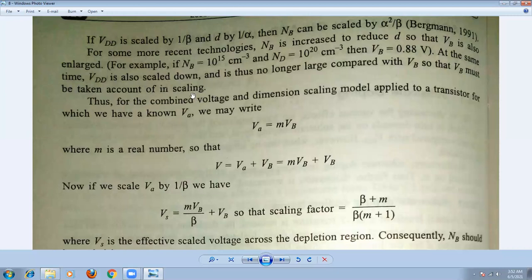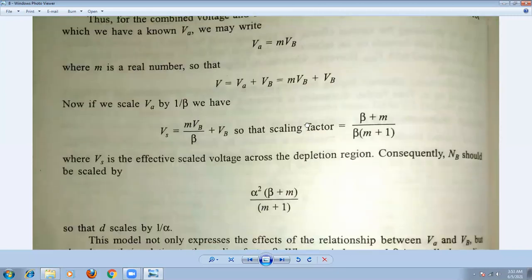Depending upon the scaling factor, we substitute the formula here. VA, the actual voltage, is equal to M times the value of VB. Substituting, V is equal to VA plus VB, that is M VB plus VB. VA can be scaled down by beta, so the scaled down voltage is equal to M VB by beta plus VB. Depending upon that, we represent the scaling factor as beta times M plus 1 over M into beta plus 1.